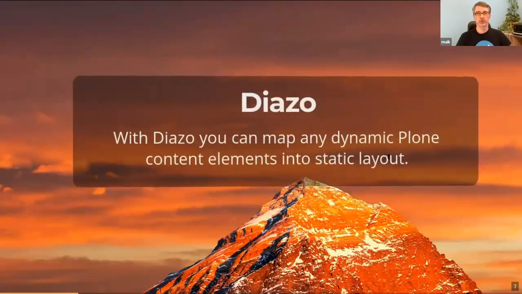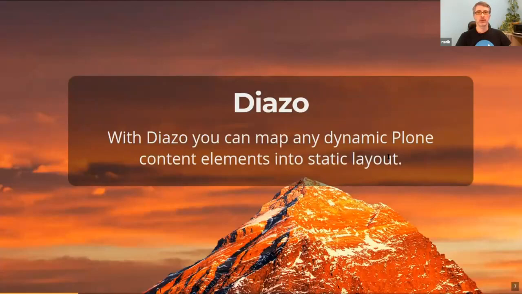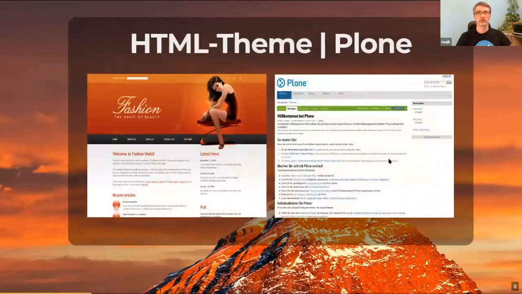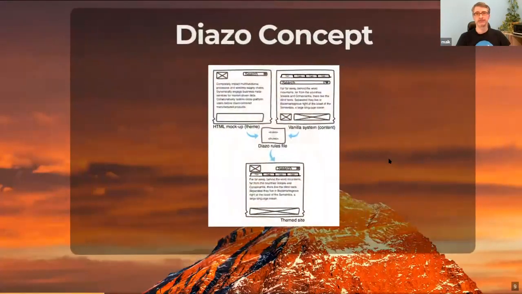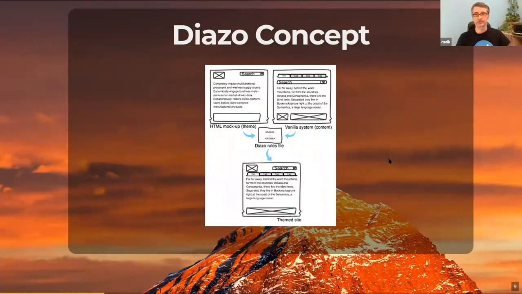Let's see how this works with the mapping. We are mapping dynamic Plone content elements into a static layout. Either you get a ready-made layout from the internet, or you get it from your designer of your choice, or you build it yourself. The easy way is now to go completely with Bootstrap. On the right side, you have your Plone. Okay, this is an older version, but the principle didn't change. And then you have the Diazo, which brings all the things together. So you have your markup, which is the static theme, then you have your vanilla system, which is Plone, and Diazo rules which merge this all together to a final themed website.